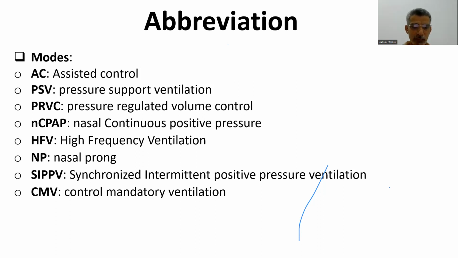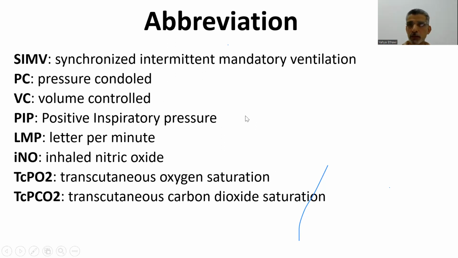There are other modes of ventilation called SIPPV, synchronized intermittent positive pressure ventilation. And there is CMV, controlled mandatory ventilation. We will learn with time what these types of ventilation are. There is another mode called SIMV, synchronized intermittent mandatory ventilation. Remember we said volume control and pressure control, so PC and VC.